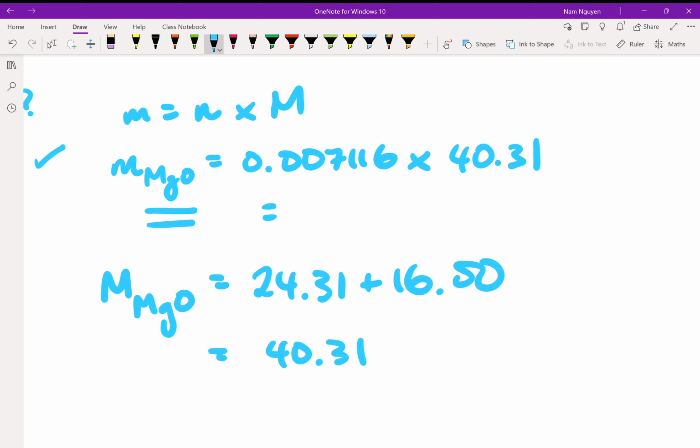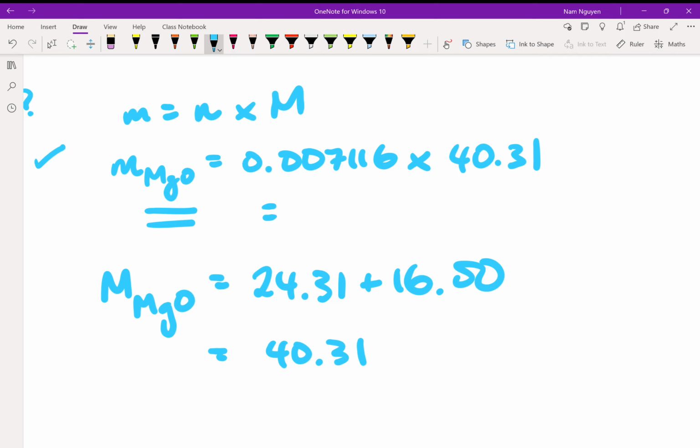Ruben? Is the 40.31 just the atomic number? No. 40.31 is the molar mass of 1 mole of magnesium oxide. Atomic is 1 atom.